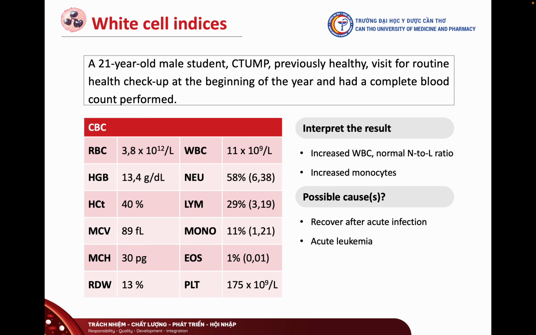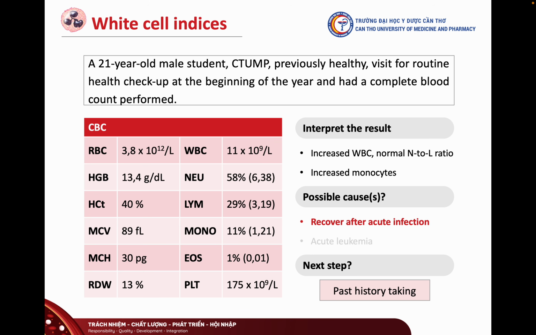What do we do next? We go back to the basics, take a detailed history. And here is where everything makes sense. He had a recent high fever about 2 weeks before the test, likely a viral illness. So this is most consistent with post-infectious monocytosis, a very common finding during recovery. Not every abnormal result signals danger. Sometimes it's just the immune system doing its job, like in this case.